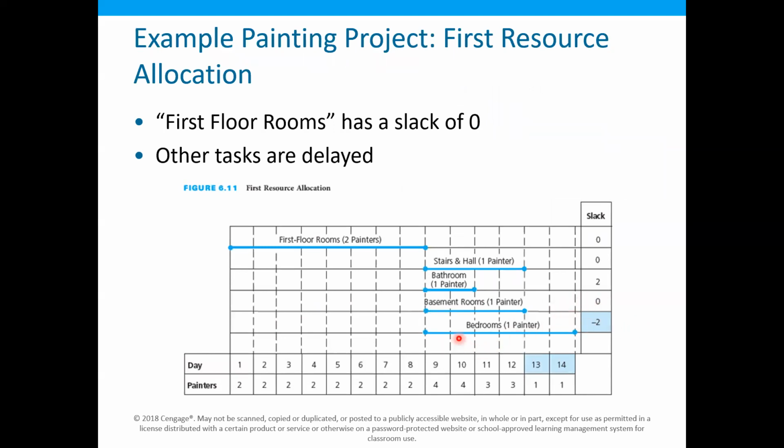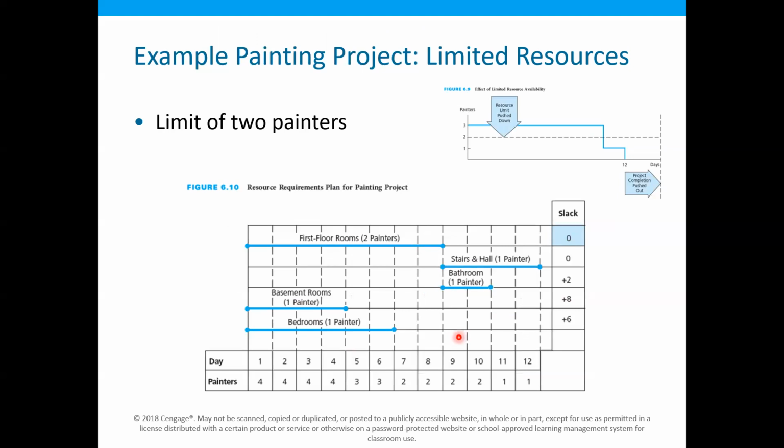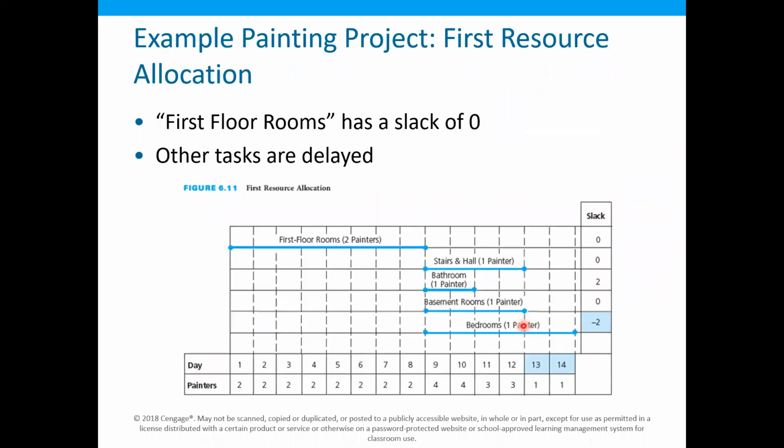And now the slack in this bedroom activity has become -2. Why? Because previously the slack in this was 6 days, and then we delayed it by 8 days. So 6 minus 8 is -2. Okay, so here you can see that there is a slack of -2 days.